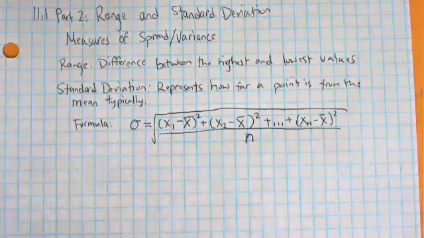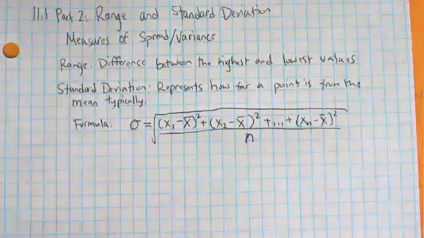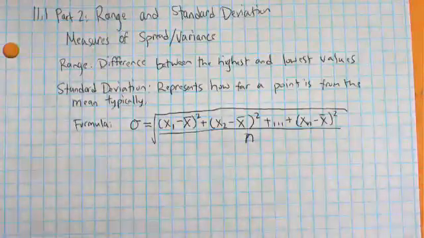So our range is pretty straightforward. It's the difference between the highest and lowest values. So if your highest value is 100 and your lowest value is 0, like say on a test, your range is 100 points. The standard deviation is a lot more complicated.